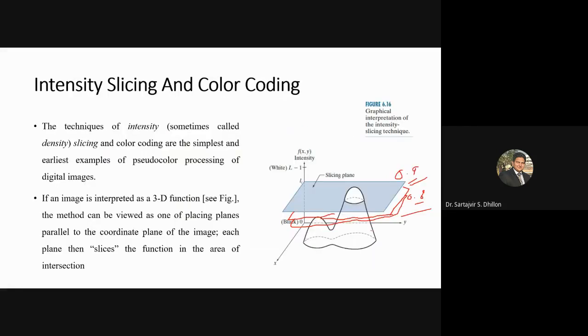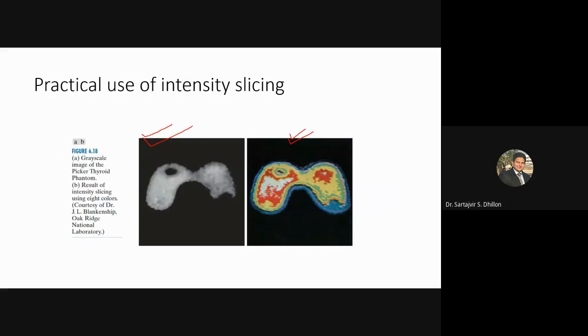That is a 3D representation, and if you see it from the top of the image, then the image will look like this. The white represents the higher portion, and there is also a little bit higher portion near the white, and then it is reducing towards the black. So in the end you will get the black portion. This is the concept of intensity slicing, which we can use in a practical format.